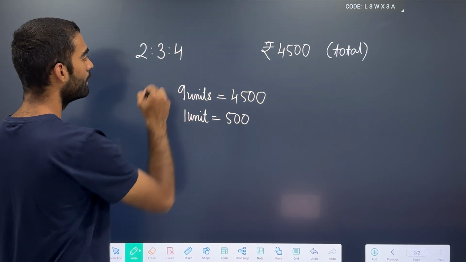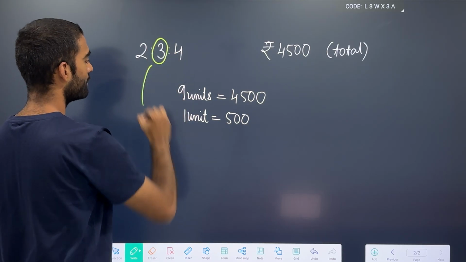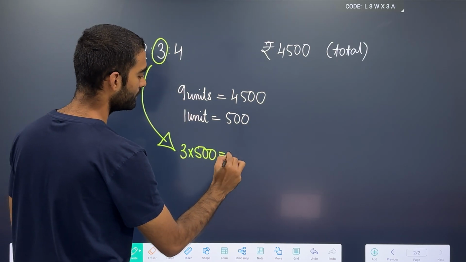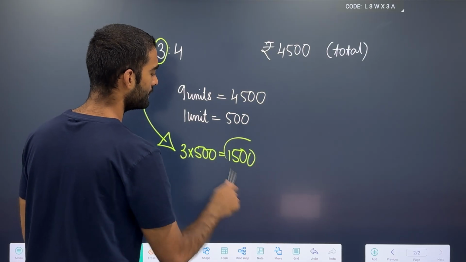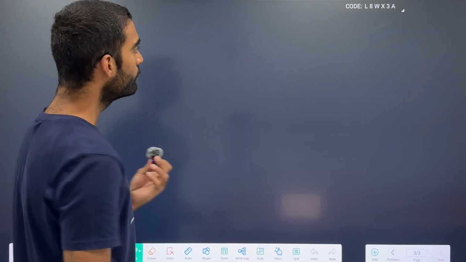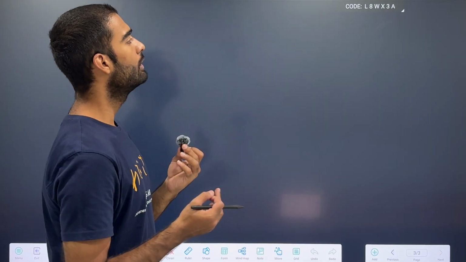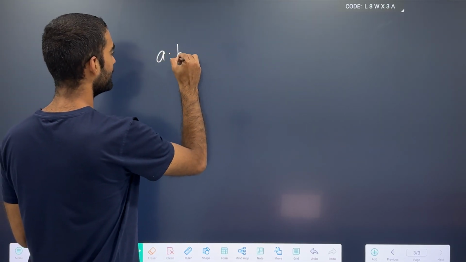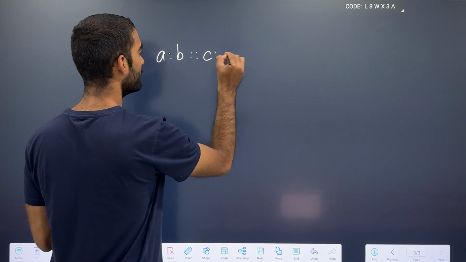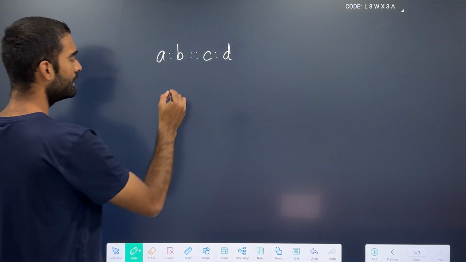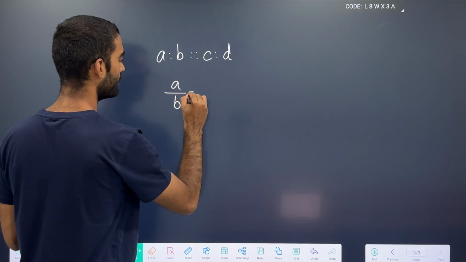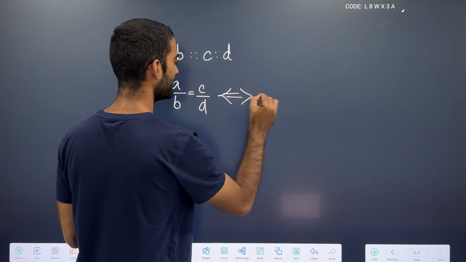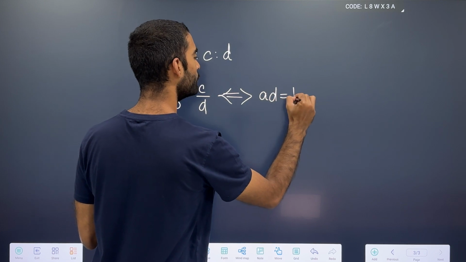So now you can obtain all the partitions, and since we need the partition of 3, it's going to be 3 into 500, that is 1500. And this is your answer. Now before we dive into the next question, we need to know a little bit about proportionality. So let's say A is to B is proportional to C is to D. What I mean by this statement is nothing but A by B is equal to C by D. And I can also write this as AD is equal to BC.